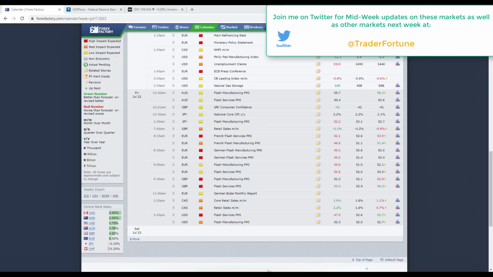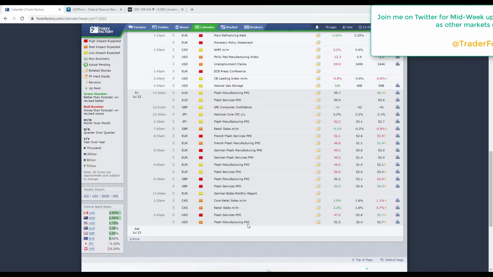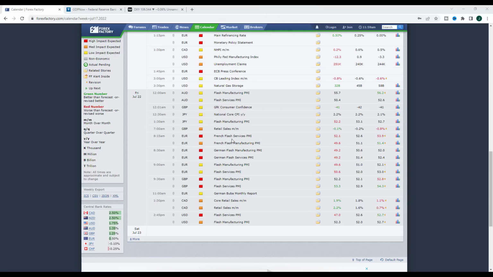And the final important thing to note from last week were the PMIs on Friday. Out of France, Germany, the UK, and the US, we had contractionary recession readings in French manufacturing below 50, in German manufacturing and services, and we also had it in the services sector of the US coming out 47.0.